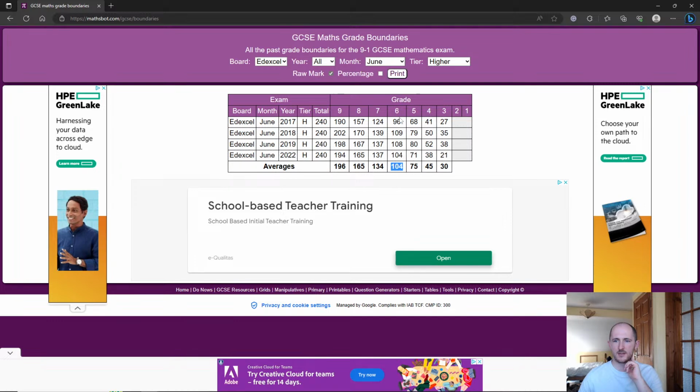So these are the grade boundaries, the average ones for Edexcel. Grade 6 is only 104 out of 240. So 104 out of all of the papers added up.